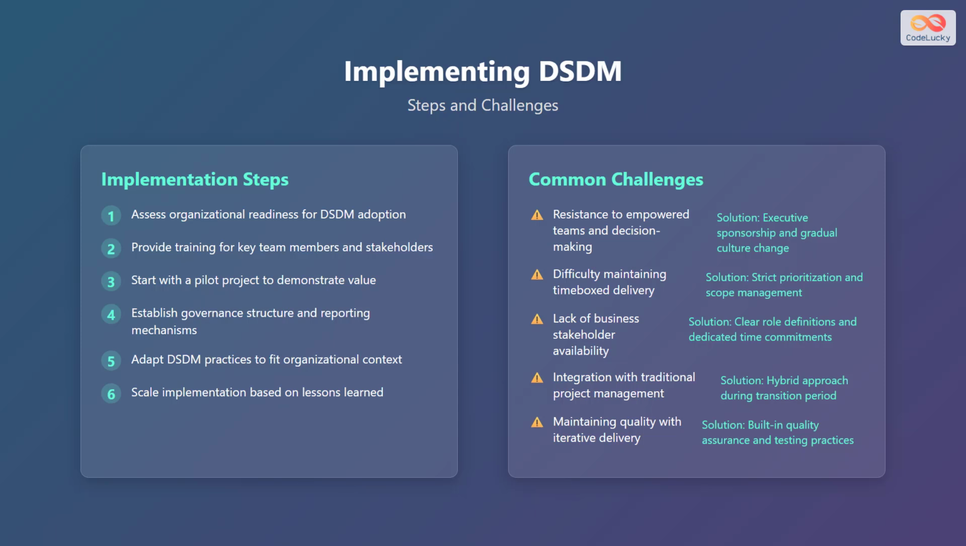Some common challenges are resistance to empowered teams and decision-making. The solution is executive sponsorship and gradual culture change. Another challenge is difficulty maintaining time box delivery. The solution is strict prioritization and scope management. Another challenge is lack of business stakeholder availability. The solution is clear role definitions and dedicated time commitments.